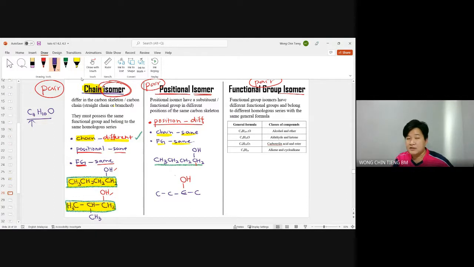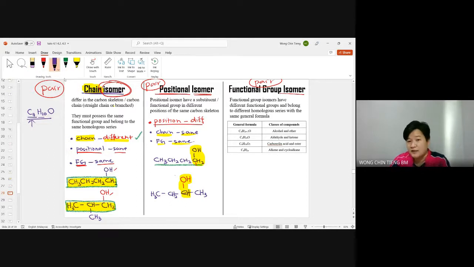Dan orang lain akan sama. Pakcik ni masih akan pegang CH3. Pakcik ni akan pegang CH2. Pakcik ni pegang CH. Pakcik ni pegang CH3. And you will realize dia masih adalah C4H10O. Notice that? And what is changing in positional isomer? Your OH. Dari karbon pertama bergerak ke karbon kedua. Okay? Are we still together?